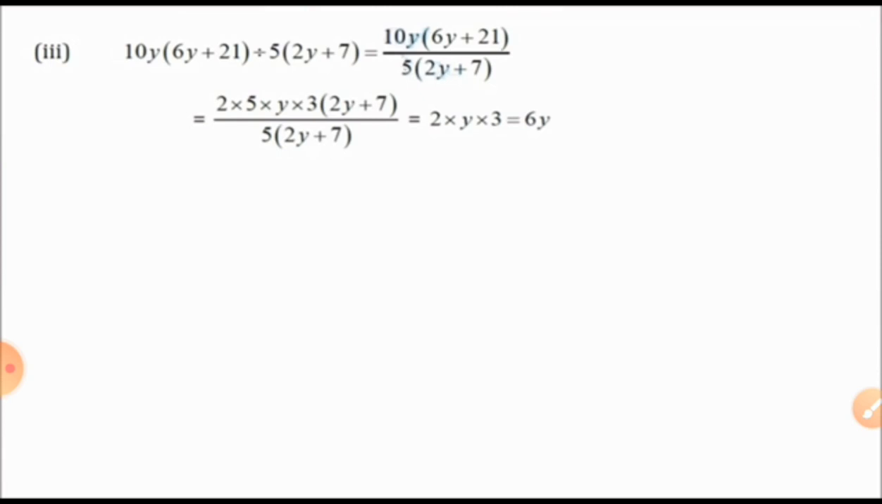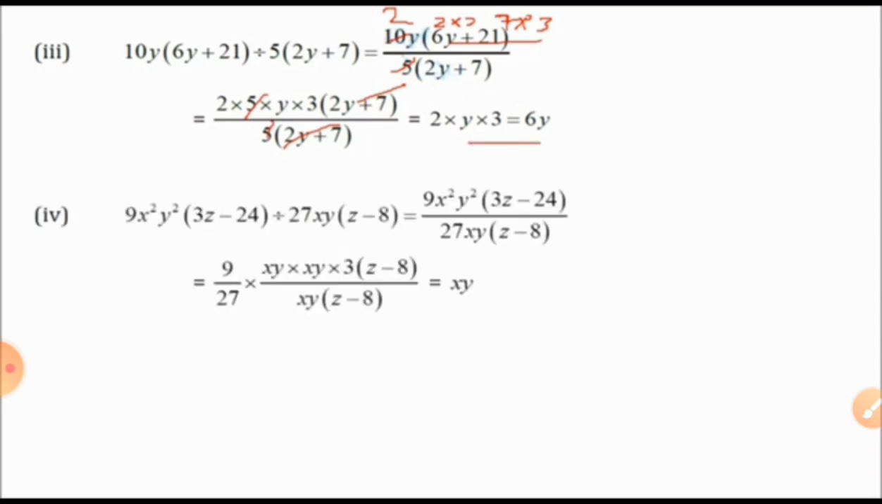10y plus 21 divided by 5, 2y plus 7. First of all, 10 and 2 will be cut out. Yes, very good student. And 2y plus 7 upon 2y plus 7, because in the first term 3 will be the common. So 2y plus 7, 2y plus 7 cut, 5 will cut, 5 will cut. Isn't it? 2y into 3, that is 6y is the answer.